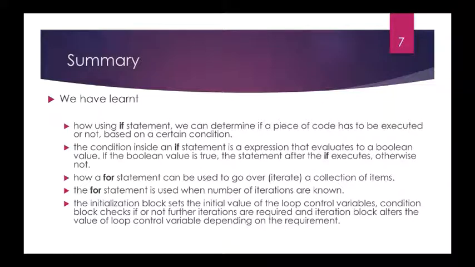We also learned how a for statement can be used to go over a collection of items. The for statement is used when the number of iterations is known. The initialization block sets the initial value of the loop control variable. The condition block checks whether further iterations are required. The iteration block alters the value of the loop control variable depending on the requirement.